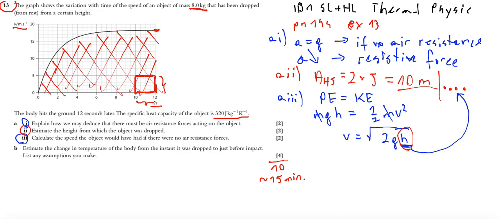Okay, and finally B. Estimate the change in temperature of the body from the instant it was dropped to just before impact. List any assumptions you made. Of course, you can calculate, and I'm going to use red color.